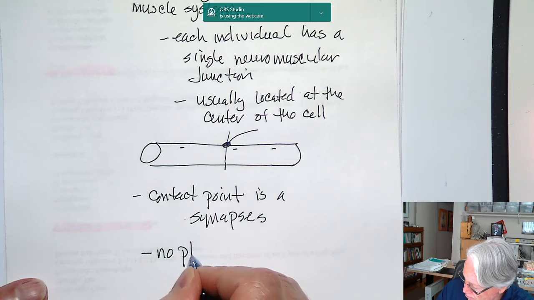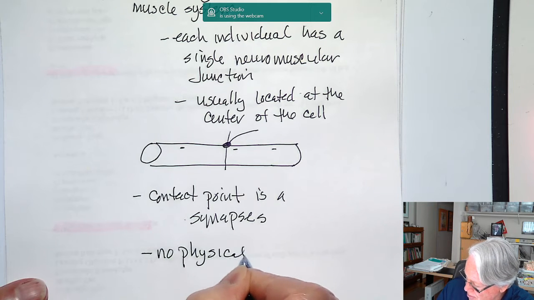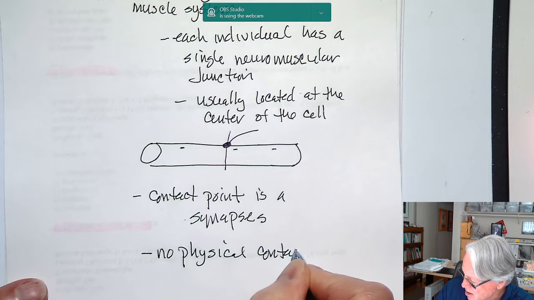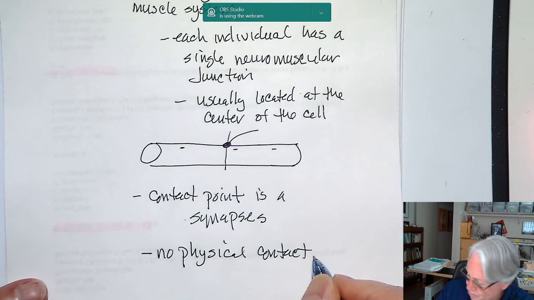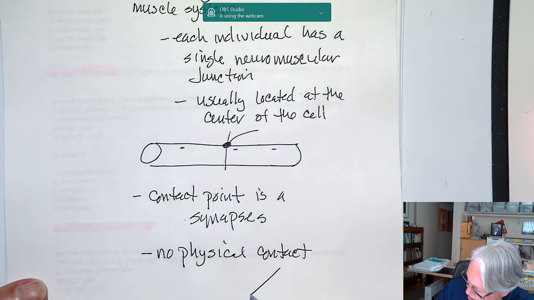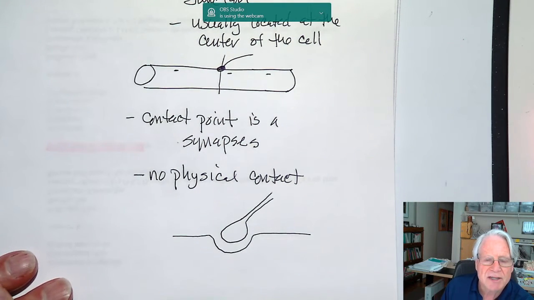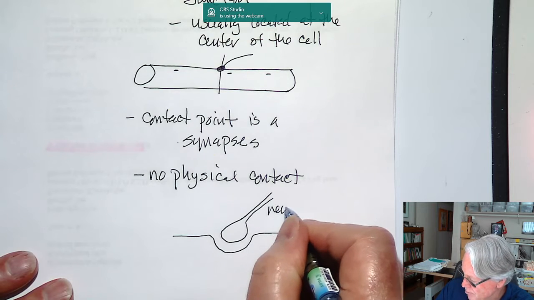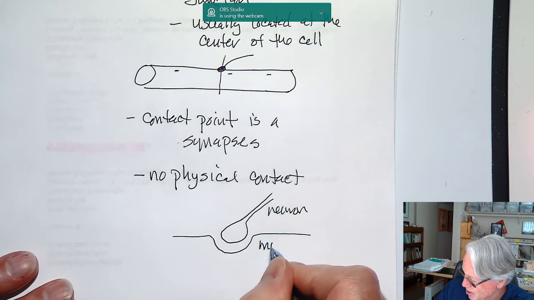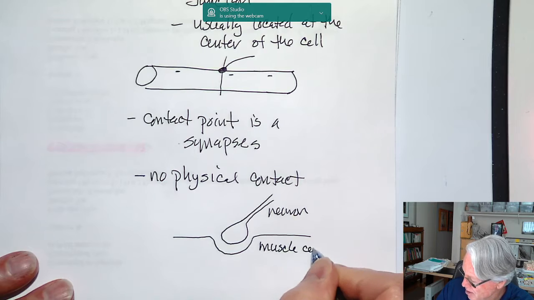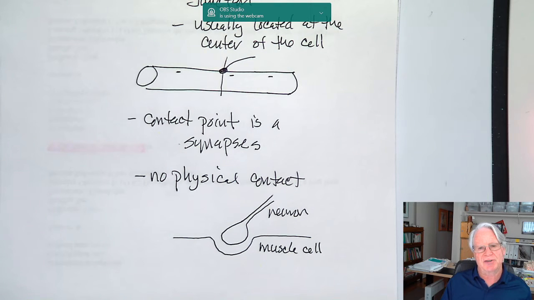No physical contact at the neuromuscular junction. So when we come in and look at that contact, there's a space that separates the neuron from the muscle cell. They're not physically touching each other. The distance there is extremely small, very small, but still a distance. Okay?